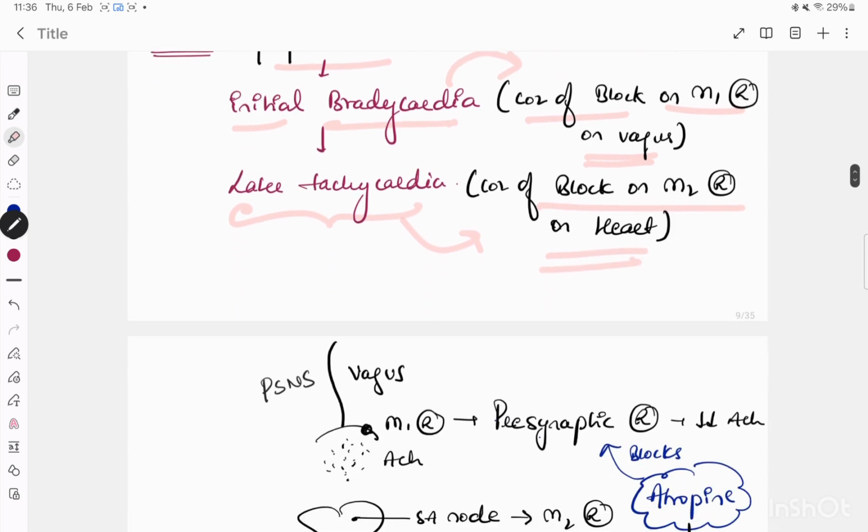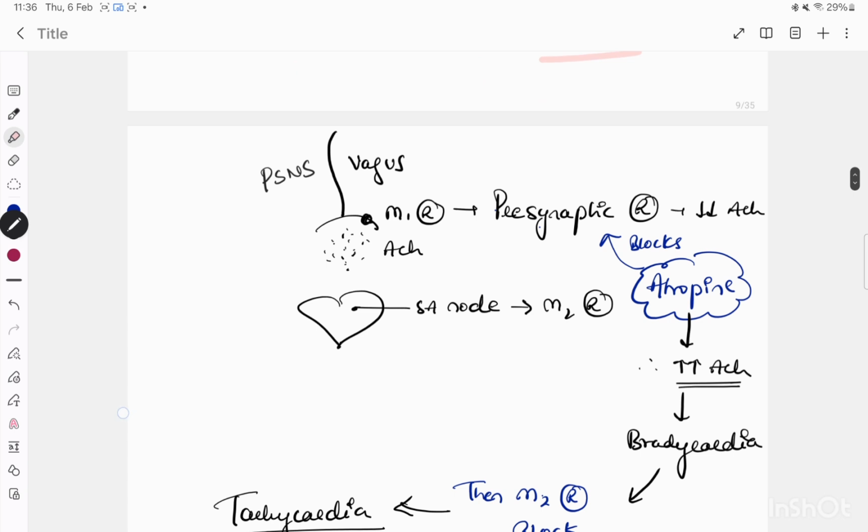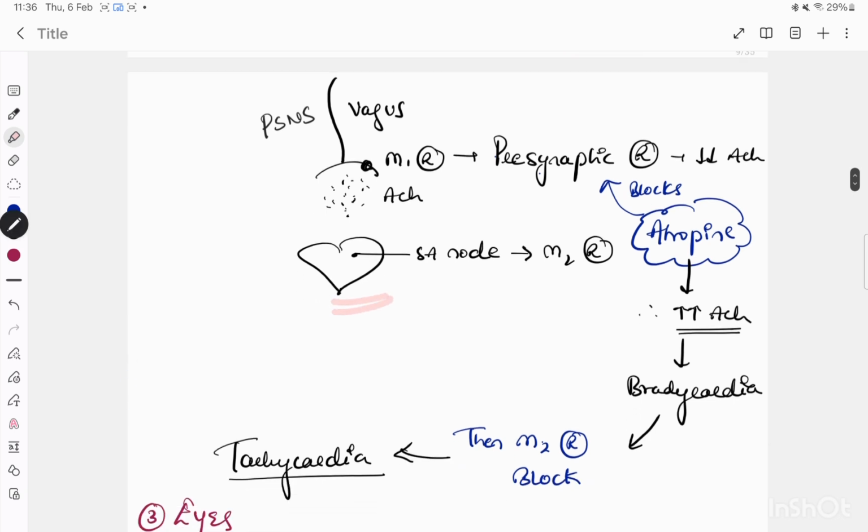I know you didn't understand anything over here. So this is the heart, this is the vagus nerve, and here acetylcholine is released. We all know that on the heart there is the M2 receptor. But one more thing: on this vagus nerve, what is present at the terminal end? M1 receptor is present. Now this is a presynaptic receptor.